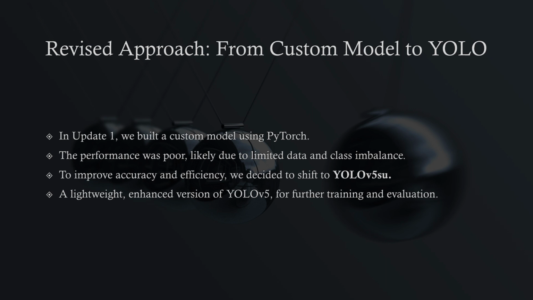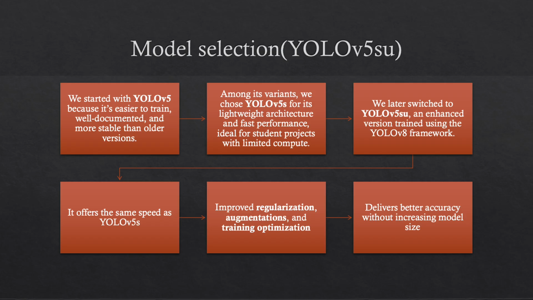Let me move on to the model selection. We chose YOLO v5s because it's light and accurate, a good combination for quick real-time detection. Instead of building everything from scratch again, we fine-tuned this model using our dataset. The pre-trained nature of YOLO helped us get good results with the limited data that we have.